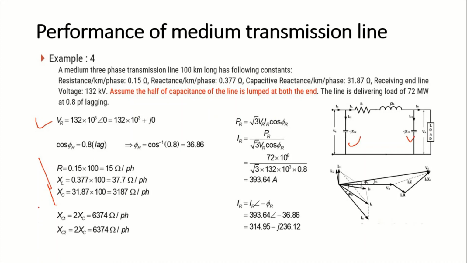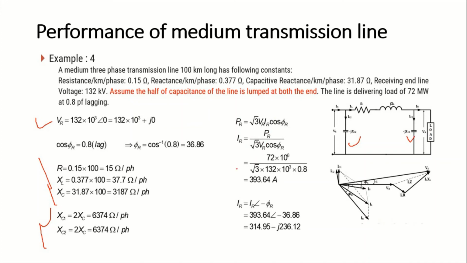Here we have to find the value of XC1 and XC2, which is equal to twice the mean capacitive reactance given in the data. So XC1 and XC2 is equal to twice XC, which is 6374 ohm per phase. Now receiving end power PR is equal to √3 VR IR cos phi. All the values are given except IR, so from this equation we can find the value of IR.